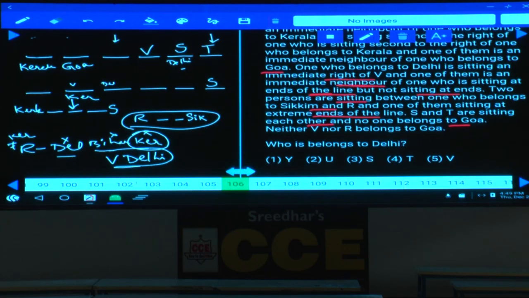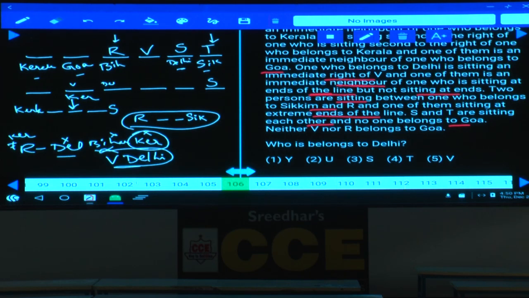And between these two persons, one person must be at an extreme end. Hence, as R cannot be at an extreme end, then Sikkim must be here. If Sikkim is here, then R will be at this place because there are two persons between R and Sikkim. Now Kerala, Goa, Delhi and Sikkim are completed. Now, R does not belong to Bihar.